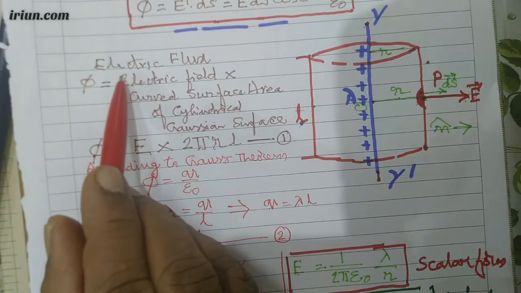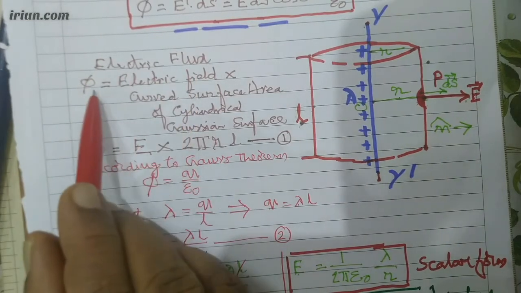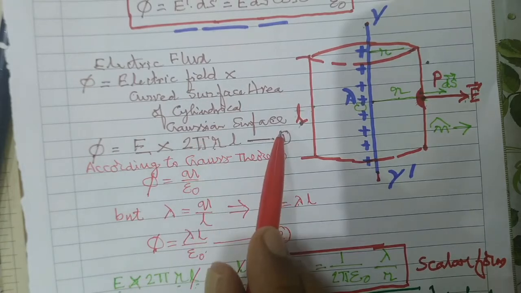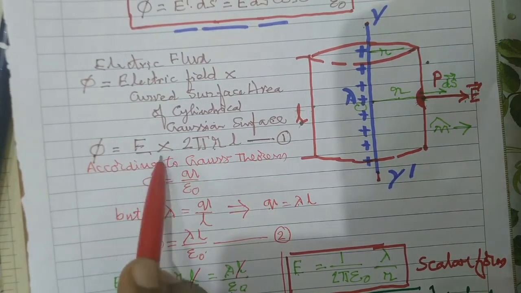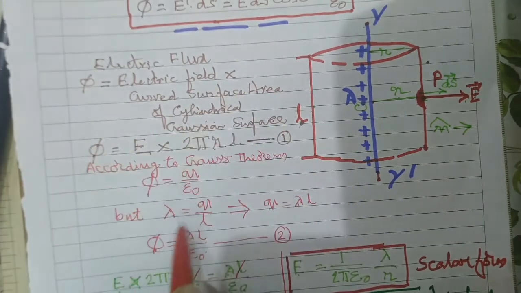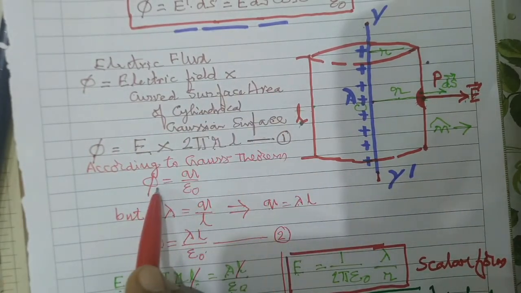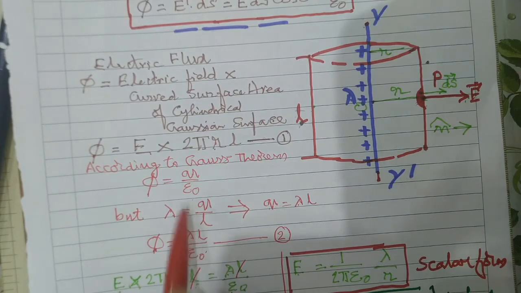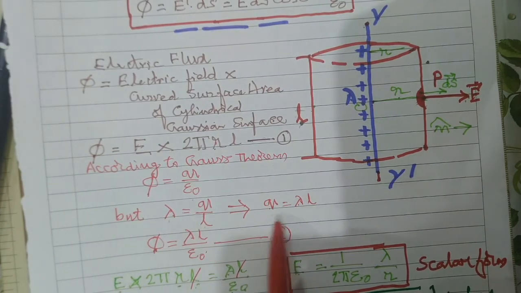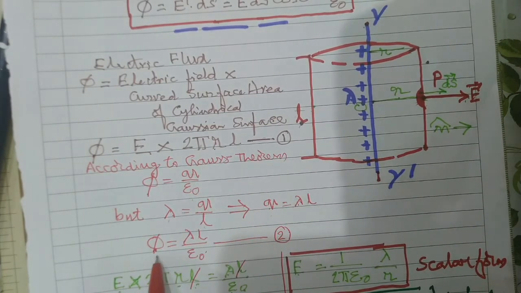First, from the diagram, the electric flux phi is equal to the electric field multiplied by the curved surface area of the cylindrical Gaussian surface. Phi is equal to E into 2 pi r L. Second, according to Gauss theorem, phi is equal to Q by epsilon 0. But we know very well lambda is equal to Q by L. Therefore, Q is equal to lambda L. If you substitute lambda L here, phi is equal to lambda L by epsilon 0. This is the first equation, this is the second equation.